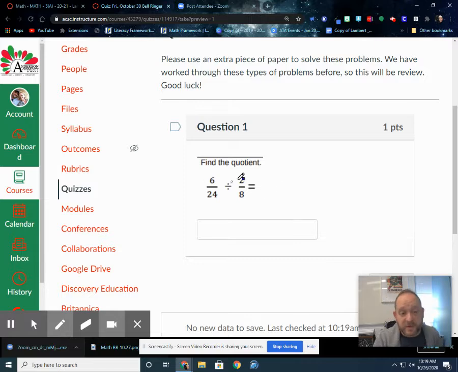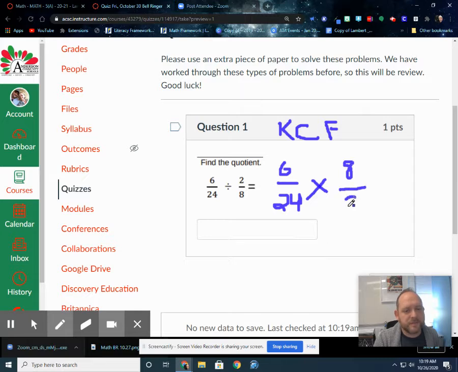All right, so I got 6/24 times 2/8. Again, this is division of fractions, so we're going to keep, change, and flip. We're going to keep our first fraction the same, 6/24. The change is from division to multiplication. And then we're going to rewrite our second fraction upside down, 8/2 instead of 2/8. Now that we have done this, ladies and gents, this is a multiplication of fractions problem, and we can multiply straight across.